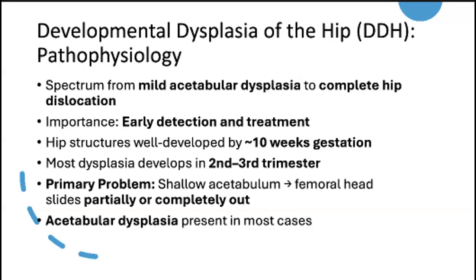So we can have idiopathic, which is the most common, or we can have teratological, which involves a neuromuscular defect. Usually something occurs in utero and it's less common. So again, you have your ball and your socket's shallow and your ball is either sliding partially or completely out.